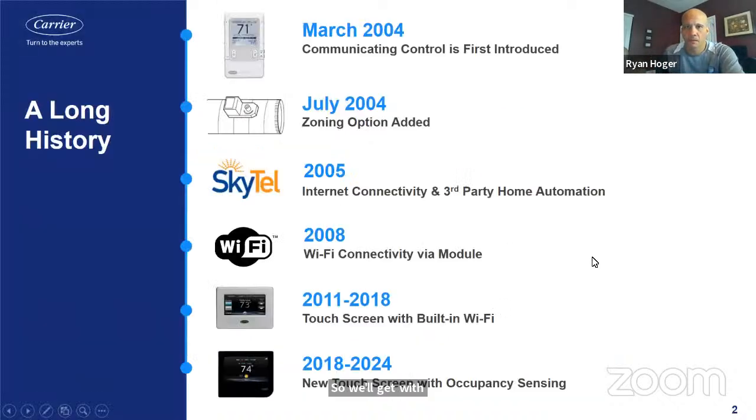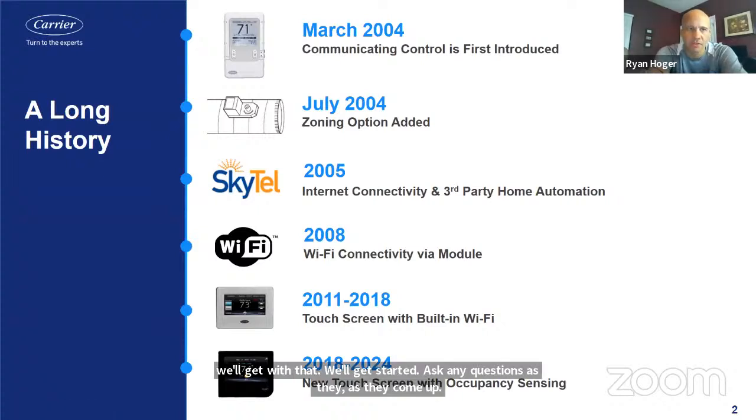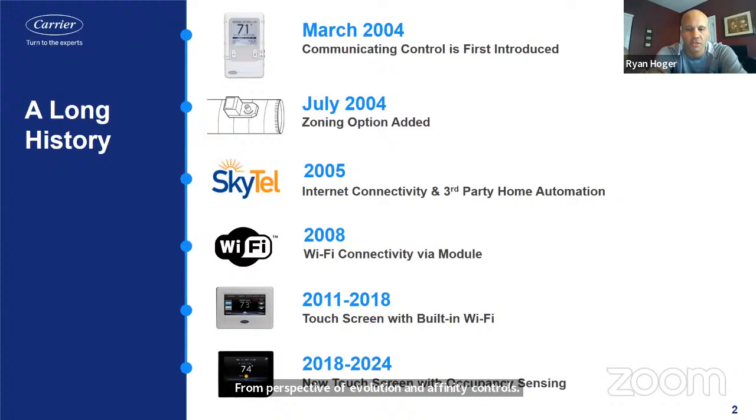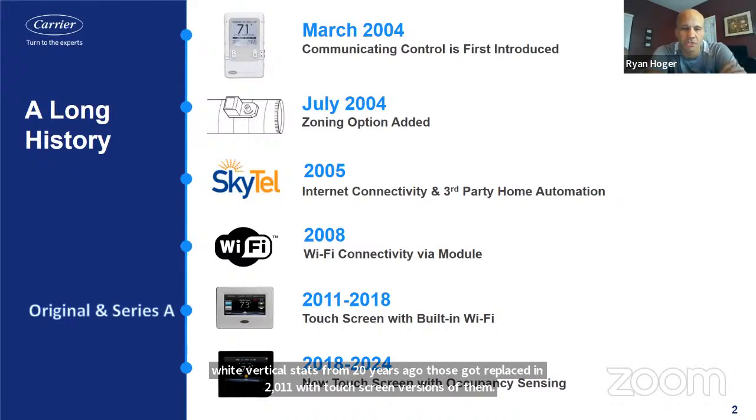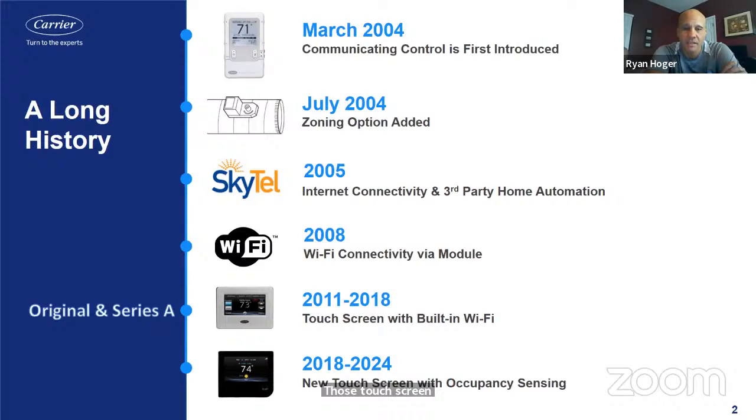From a perspective of Evolution and Infinity controls, we've had them for 20 years now, if you can believe that. We're going to focus on stuff that's a little more current. Basically, every 6-7 years, the thing gets completely overhauled. A lot of you probably remember the old white vertical stats from 20 years ago. Those got replaced in 2011 with touchscreen versions of them. Those touchscreen versions are both the original version and the Series A.